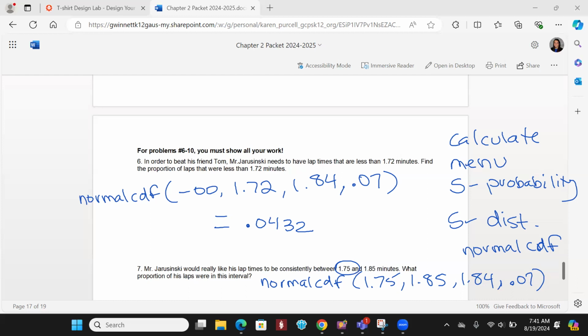Okay. For the next one, everybody got 0.4575? 0.4575 on number 7? We okay? Yeah. The lower bound goes first, then the upper bound. They told us that we want to be between 1.75 and 1.85. So low to high. Mean, then standard deviation.